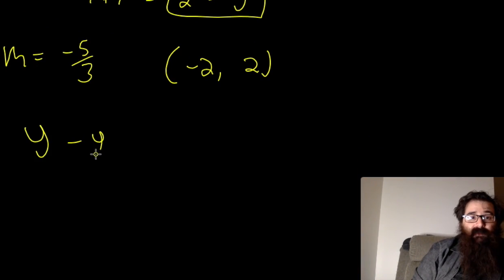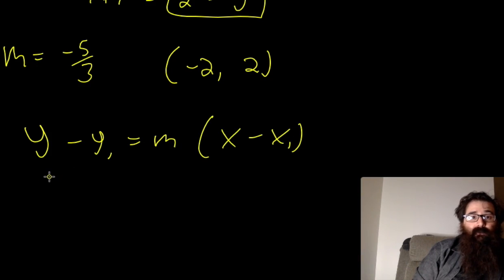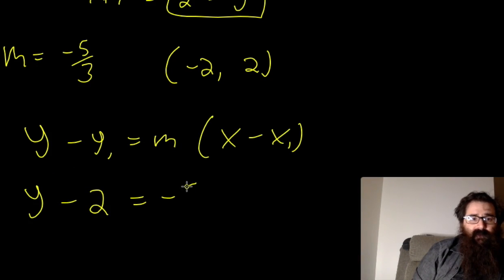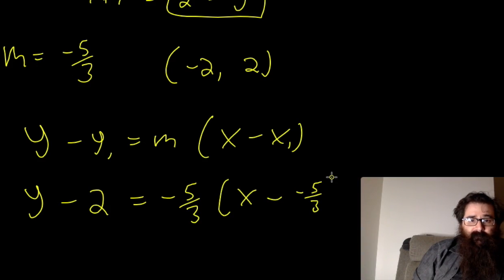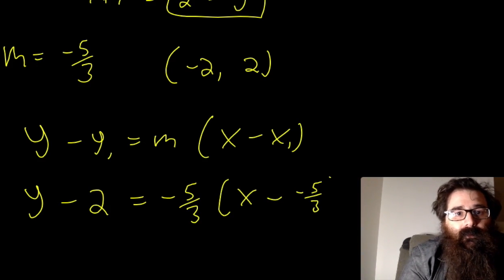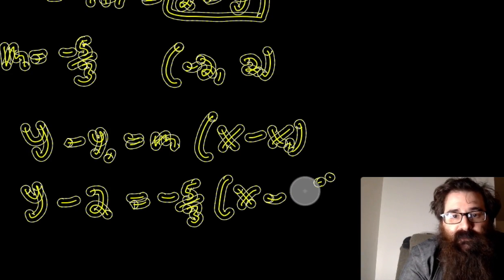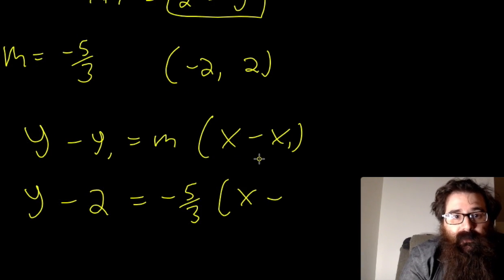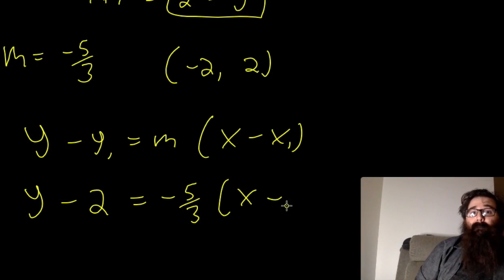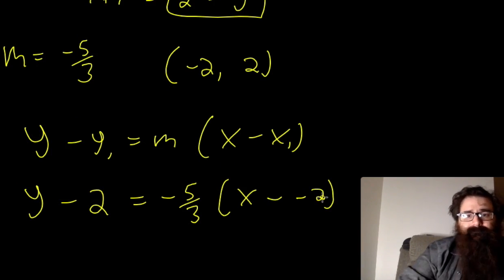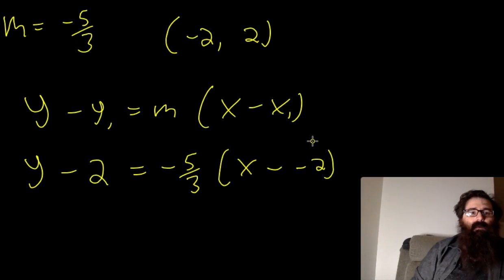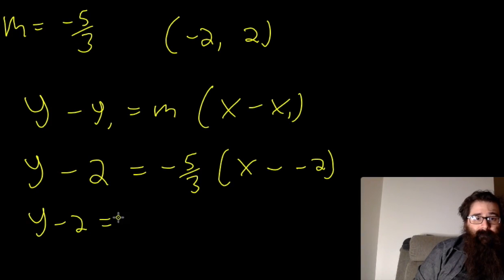So I want y minus the y value equals my slope times, in parentheses, x minus the x value. Let's plug everything in. So I get y minus 2 is equal to -5/3 times, in parentheses, x minus... -5/3. Sorry, whoops. I'm staring at the slope. The x value is -2. Sorry, x minus -2. There we go. So we get y minus 2 equals -5/3 times, in parentheses, x plus 2.